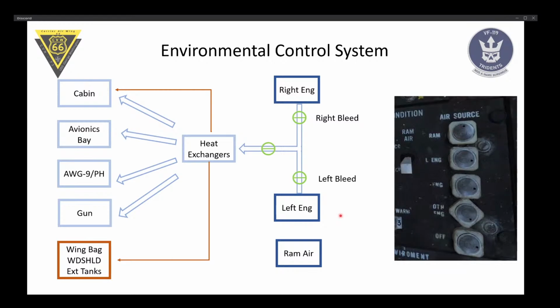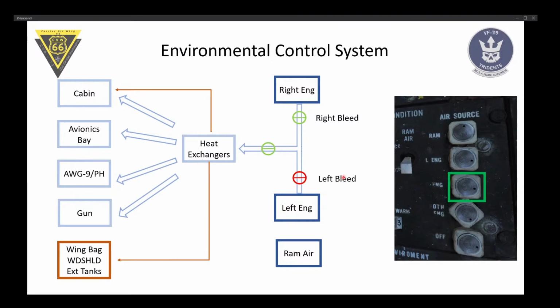Now let's see what controls we have for that. That's the ECS control panel on the right horizontal panel. This is our air source, and this is our ram air switch. That's basically the important ones for this example. The normal operation is it is in both engines, which means both bleed valves are open. The flow to the heat exchangers is provided, and the system operates normally.